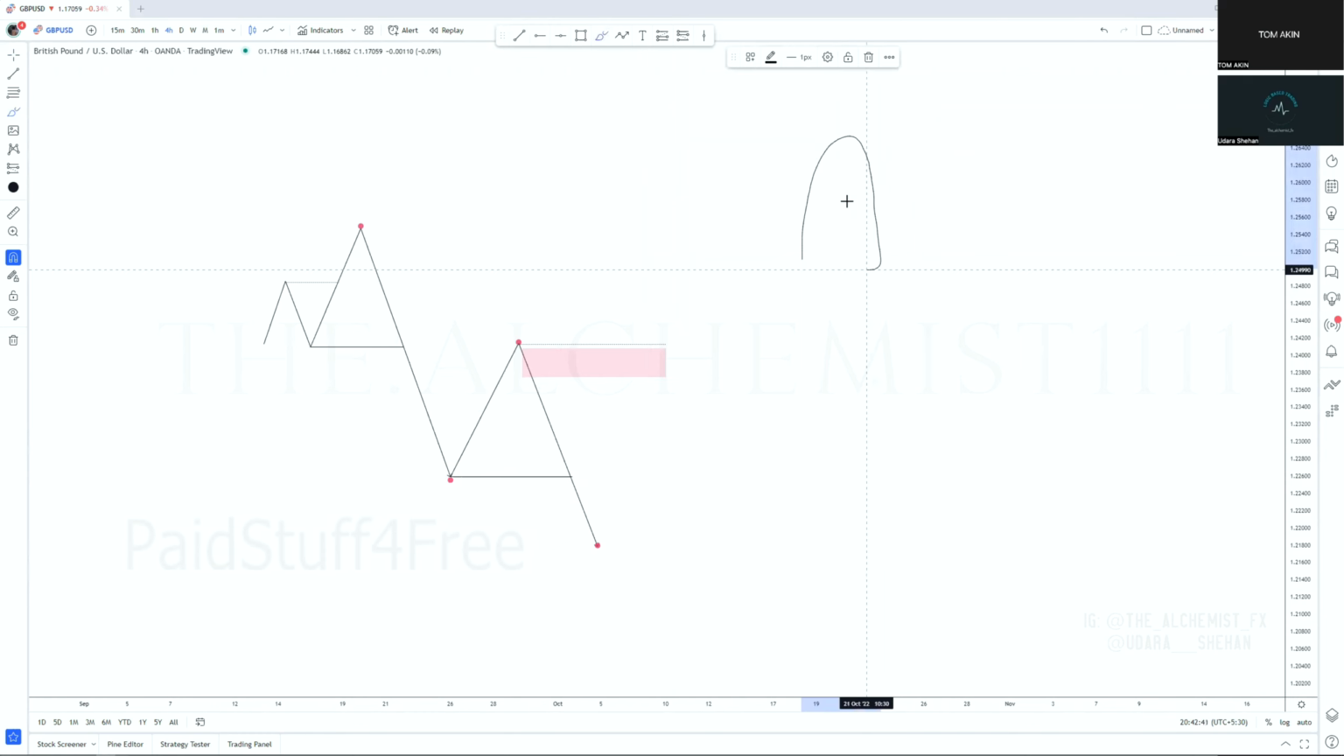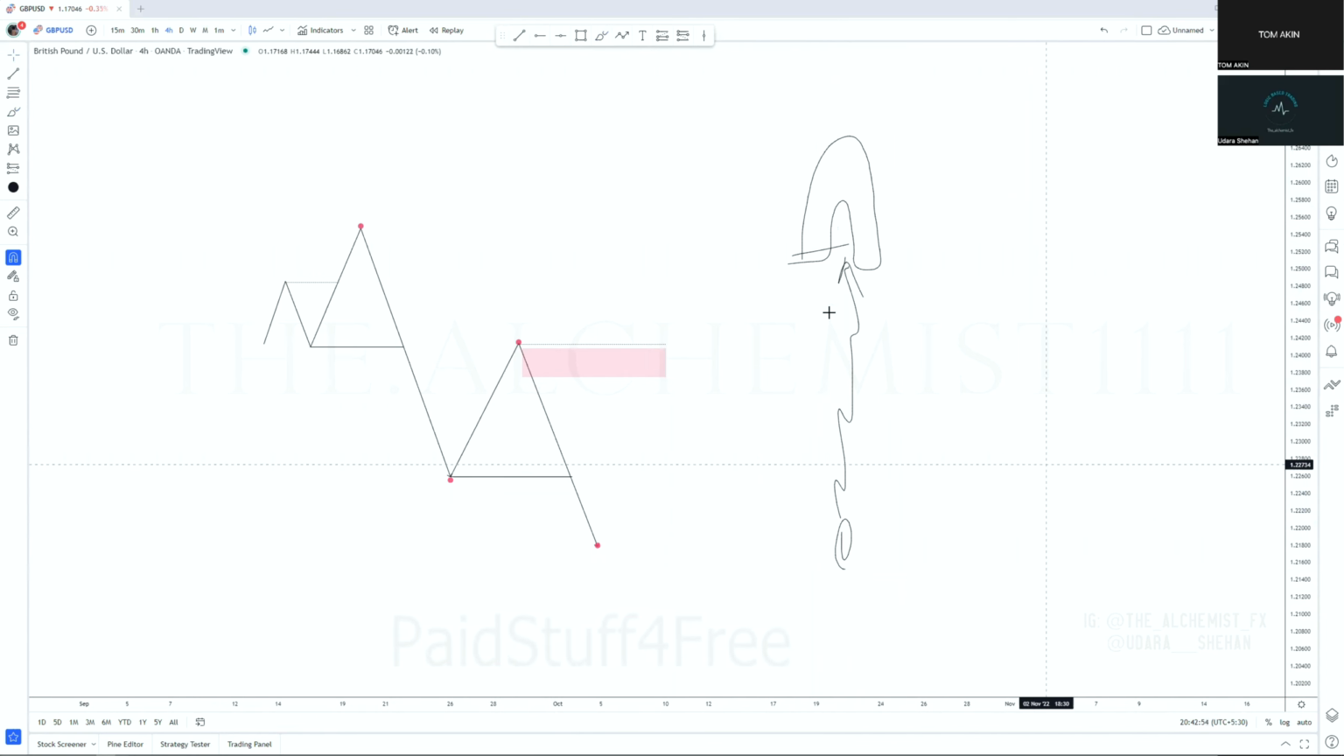So let's say like this, this is a magnet. And then price, what is that? Price is like a paperclip. What happens? It always draws towards the magnet, right? This is what we know. So we have to always know where the draw on liquidity is.